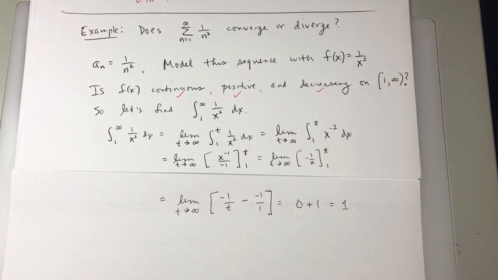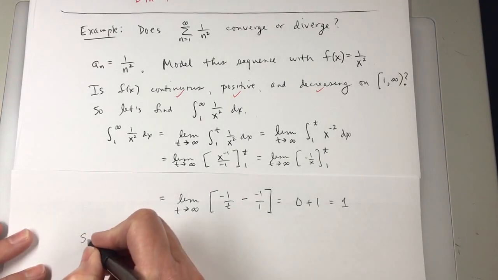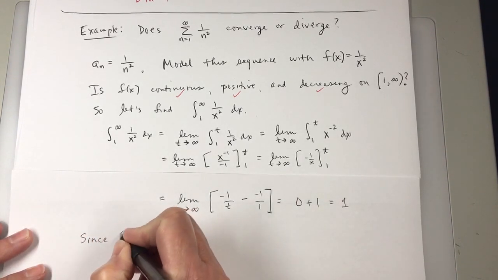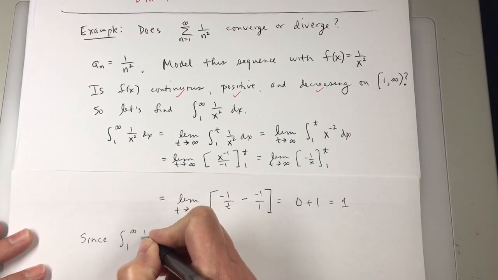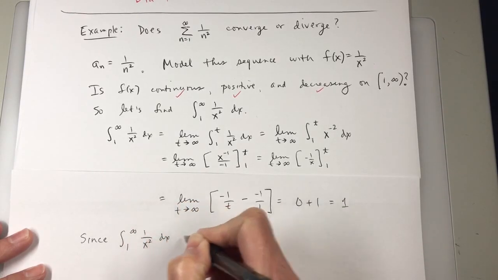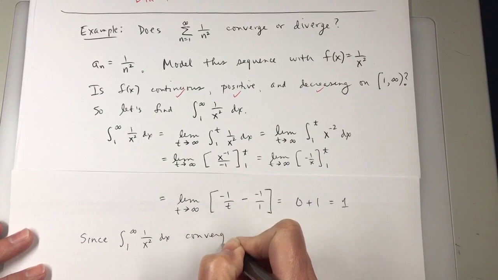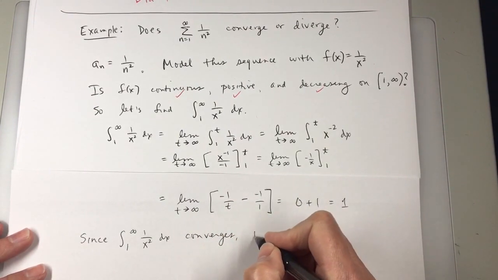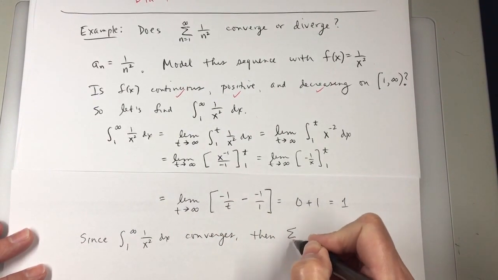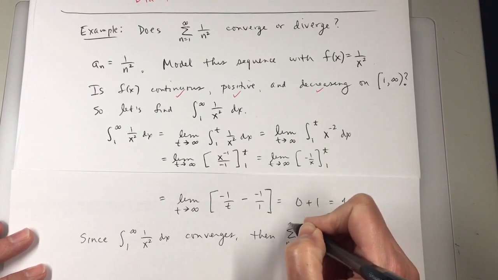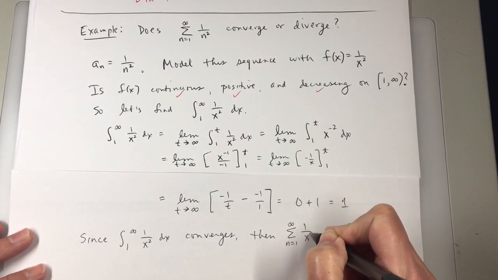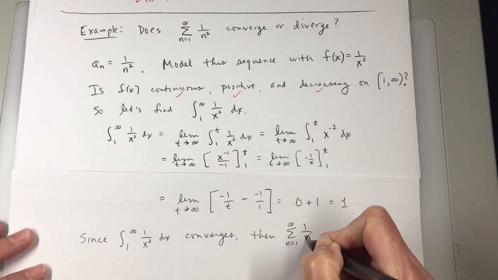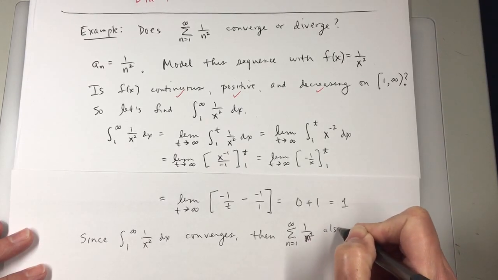So the integral converges. That means the series does what? Also converges. Since the integral from 1 to infinity of 1 over x squared dx converges, then the series, as n goes from 1 to infinity of 1 over n squared, also converges.